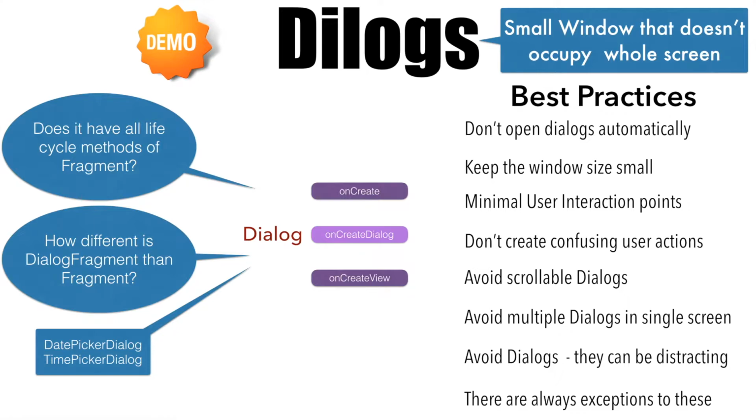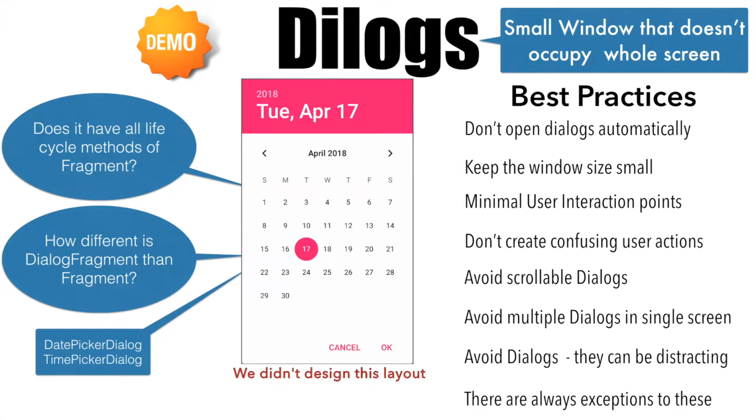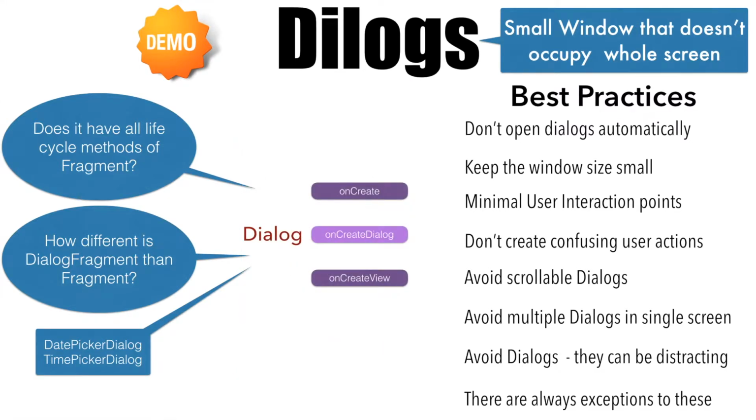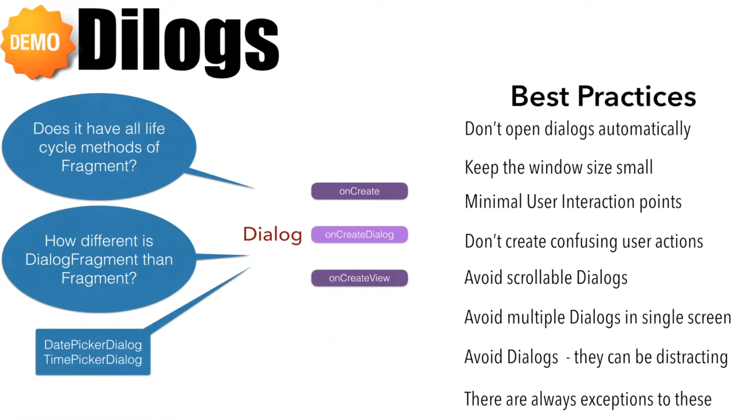So as you might have observed from the previous video, we did not utilize any of the other methods other than just onCreateDialog. It was okay to do that because the dialog UI layout was already being provided by Android. The date picker dialog, the time picker dialog are already implemented by Android. But what if we want to customize our dialogs?